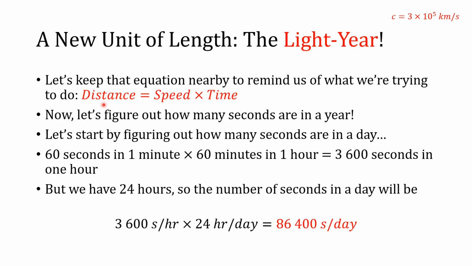So I'm going to keep that equation here just so that that reminds us of what we're trying to do. Now let's figure out how many seconds are in a year. That's a little bit of a daunting task, so let's break it down into thinking about how many seconds are in a day. And then from there, we can take how many days are in a year and get the number of seconds in a year. That's our goal here. So we figure out the number of seconds in 1 day, which is an easier task. And then once we have the number of seconds in a day, well, we can just multiply that by how many days there are in a year to get the number of seconds in a year. So that's how that works.